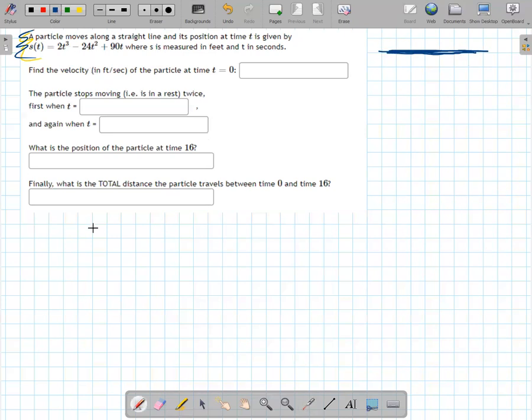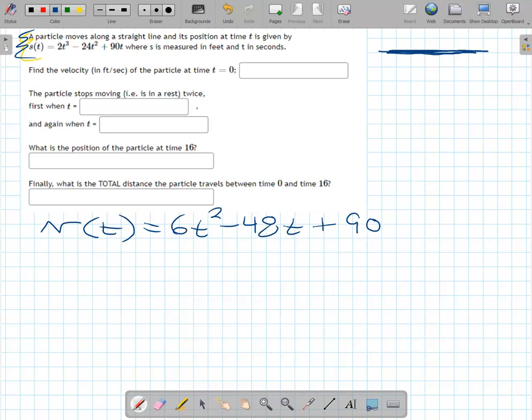let's consider its velocity function. So that would be 3 times 2 is 6t squared, and 2 times 24 would be negative 48t, and then plus 90. So that's the velocity function. And we want to know, when does it change direction?